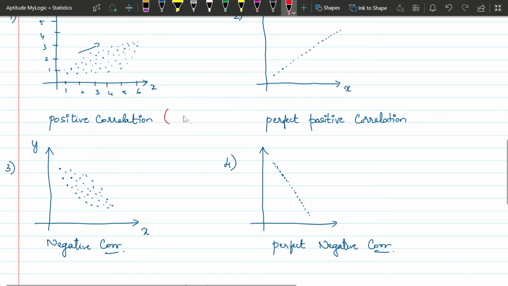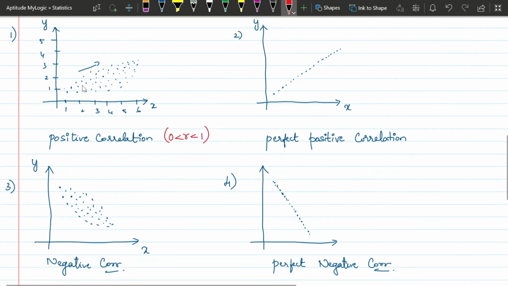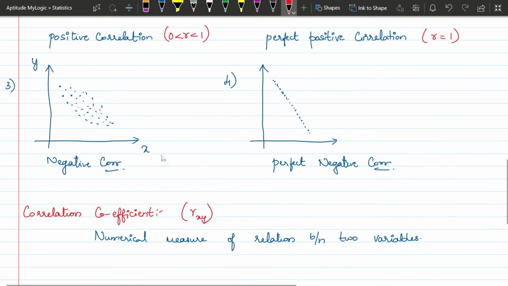So R is greater than 0 and less than 1. This is for positive correlation of this type. For perfect positive correlation, R will be equal to 1, and for negative correlation, R will be greater than -1 and less than 0, and for perfect negative correlation, R is exactly -1.